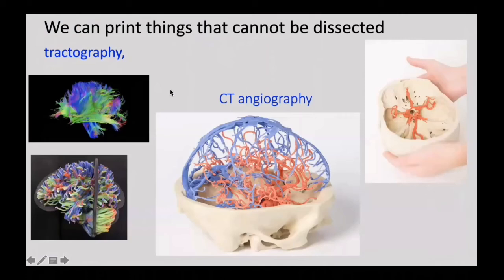And the other thing that we could do with 3D printing is we can take other types of data. So this is CT angiography, and you can't dissect this. This is the arterial and venous vasculature of the brain. You can print some bits of it, like the circle of Willis, the major arteries, and you can put in less bone, more bone. And things like tractography, we can also print that. And that's a new area that we're moving into. So things that could never be dissected in a million years, you can actually print if you've got the right kind of data.